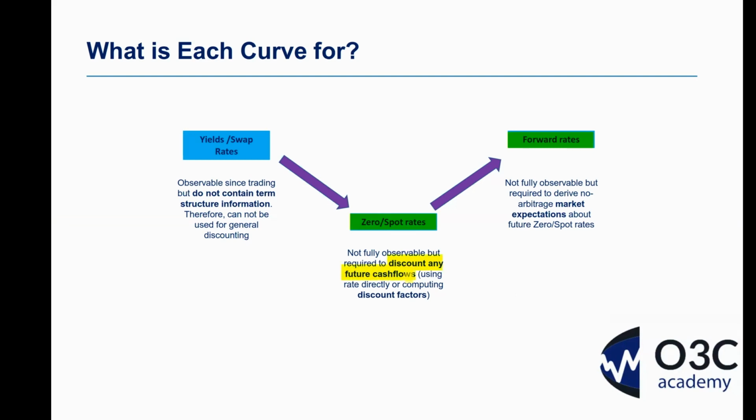Now your zero rates are required to discount any future cash flows. Ideal in the world of investing when we are typically faced with future cash flows and we need to know the present value of those. We need to know what that future cash flow is worth today. Now we can calculate this using the zero rate directly, or of course, as we've done numerous times, we compute discount factors and use those instead. As I say, if we start with our zero rates, then we can work out forward rates from those. And these are required to derive what we call a no arbitrage market expectation of future zero rates. But the problem, as we mentioned back in part 1, is that sometimes these aren't fully observable.